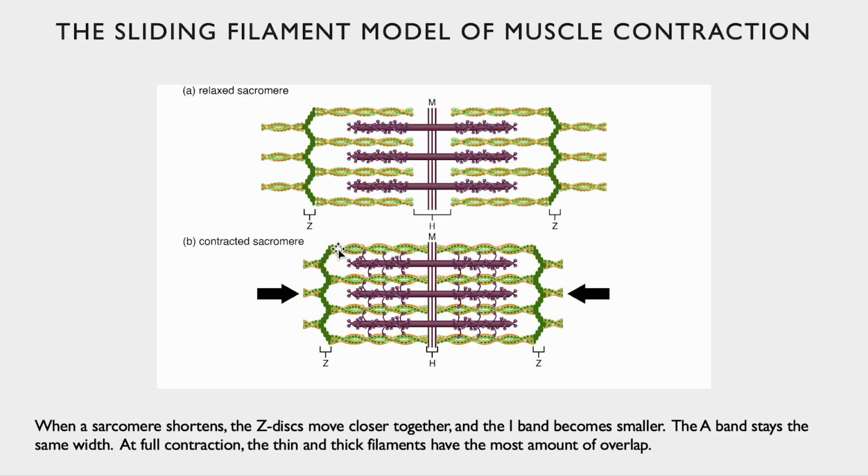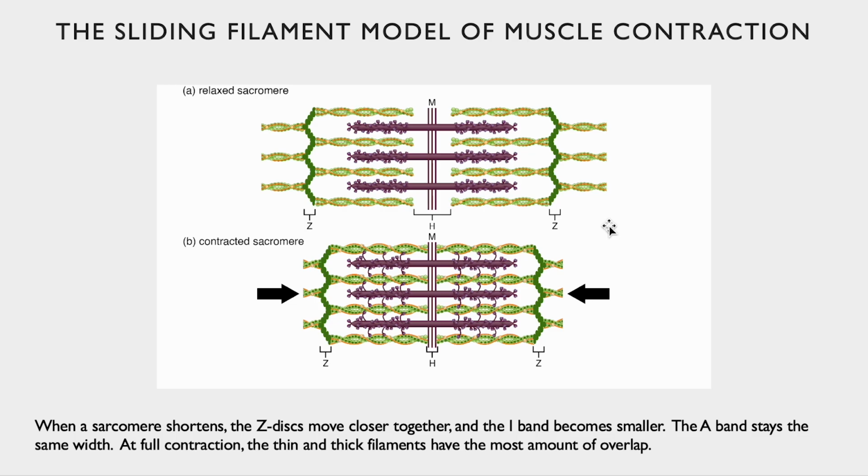Notice that the length of the thin and thick filaments doesn't change. If you measure the distance between these, it is the same, and this thick filament is the same, it doesn't change in length. The only thing that decreases in length is the light band. The dark band, the A band, doesn't change. The light band is the only thing that will be smaller when you compare the relaxed and the contracted muscle.